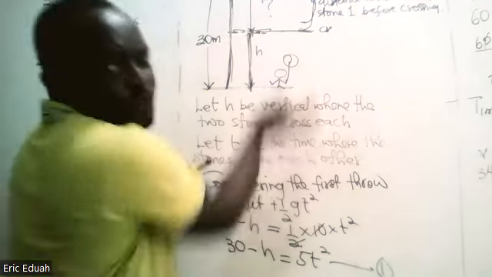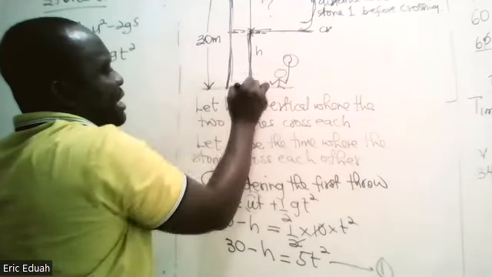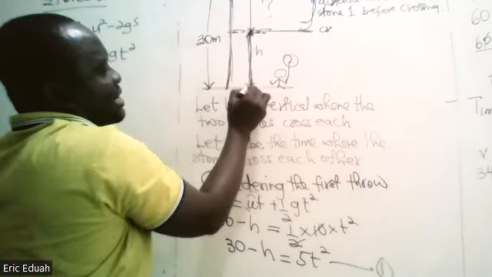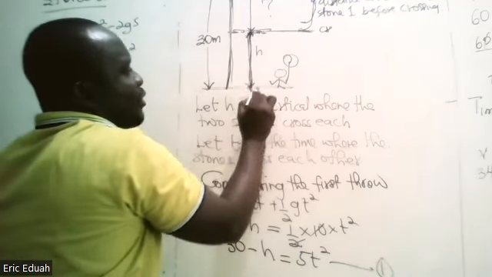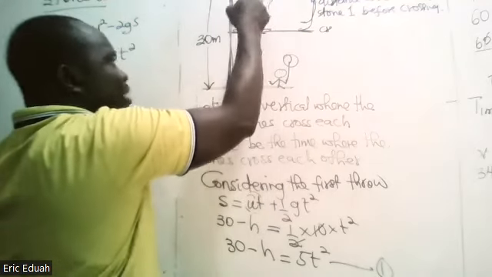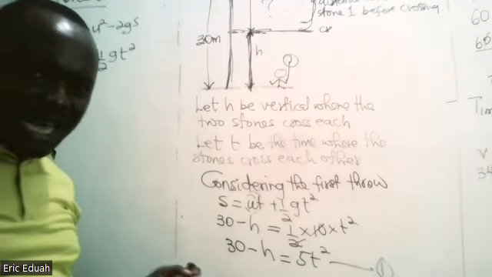It is being thrown from the ground. So we are saying that the vertical height where it will cross will be H. So this is already H. Then this will have to be 30 minus this height. So that is H. Class, are we okay?